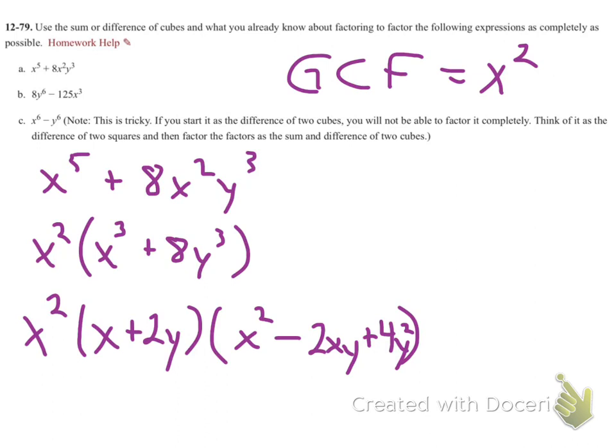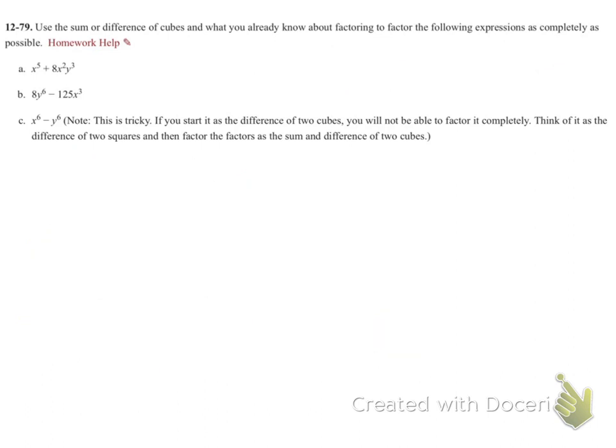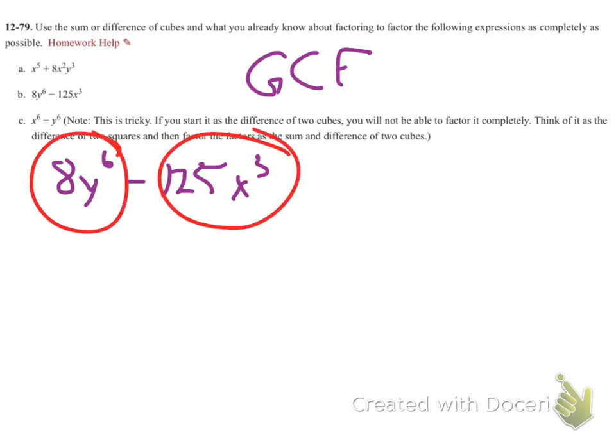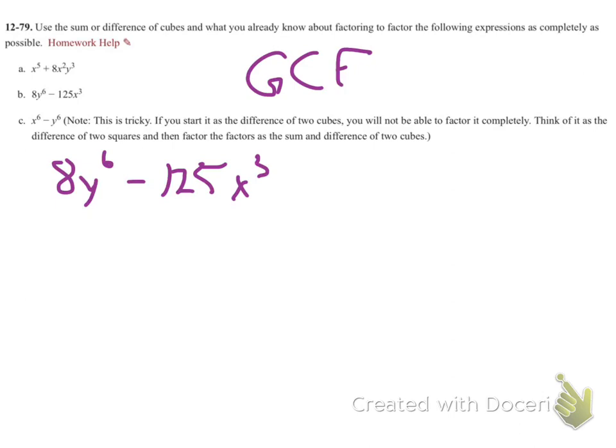So for problem B, I'm going to take a look at that one. And I do, again, have 8y to the 6th minus 125x to the 3rd. I do not have any greatest common factor on this one. But I, again, do have perfect cubes. This is a perfect cube here. This is a perfect cube here. Since I don't have a greatest common factor, I'm not going to get anything out beforehand. But I am going to go through.